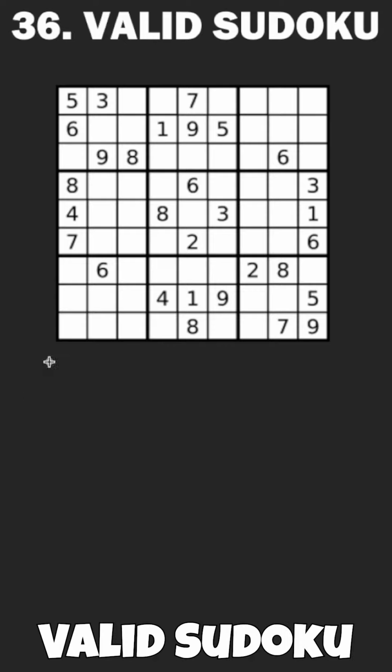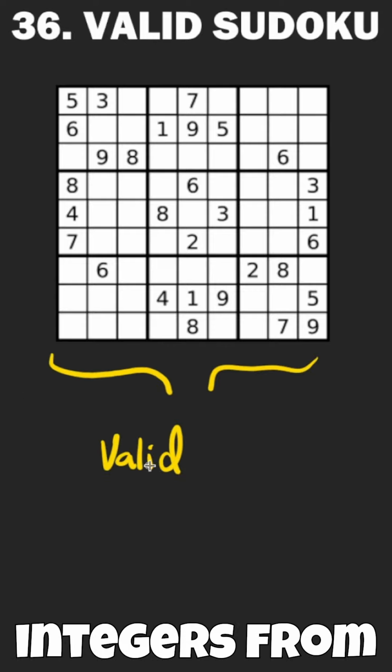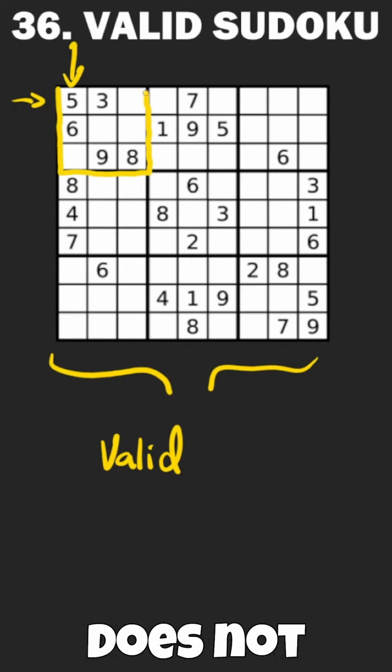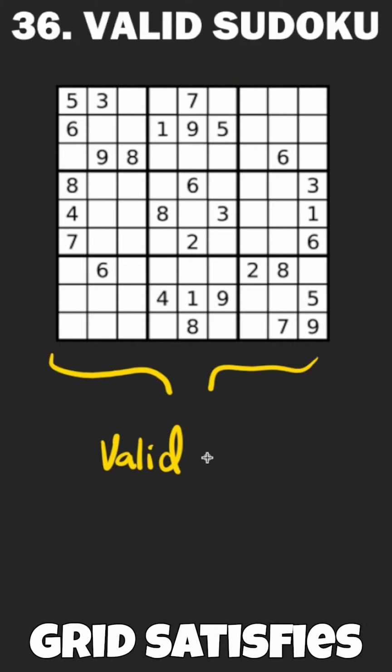LeetCode 36, Valid Sudoku. We are given a 9x9 grid filled with integers from 1 to 9 and see if it matches a valid Sudoku board, meaning that each row, column, and 3x3 subbox does not contain any duplicate digits. If the entire grid satisfies this condition, then it is valid.